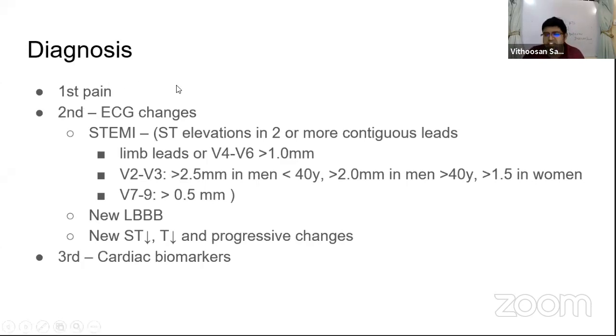But the very first thing is the pain. The third thing is something called cardiac biomarkers. I'll come back to that word again. So, coming to this pain.